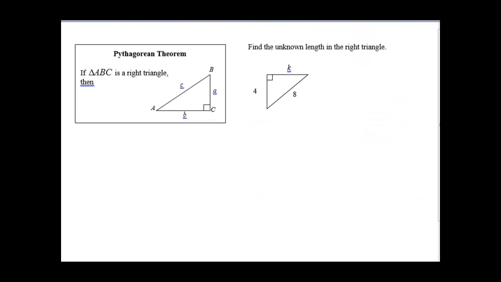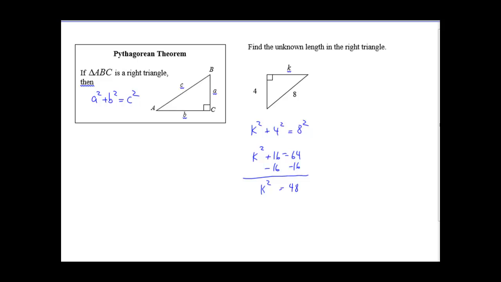Well, it goes along with the Pythagorean Theorem. If you remember, if triangle ABC is a right triangle, then we know that a squared plus b squared equals c squared. So find the unknown length of the right triangle. We need k. K is a leg. So we're going to say k squared plus the other leg, which is 4 squared, should be equal to the hypotenuse, which is 8 squared. So k squared plus 16 equals 64. If we subtract the 16, k squared equals 48.